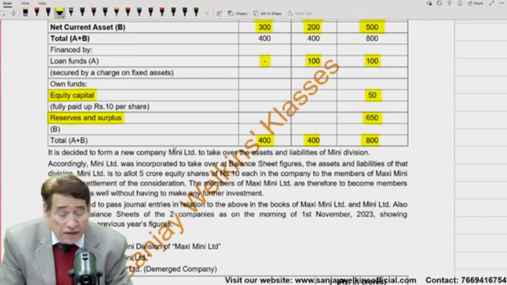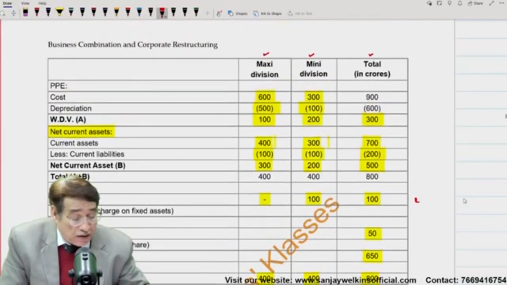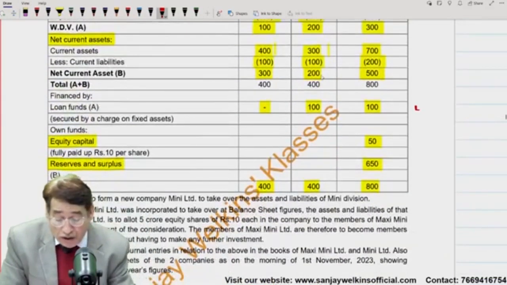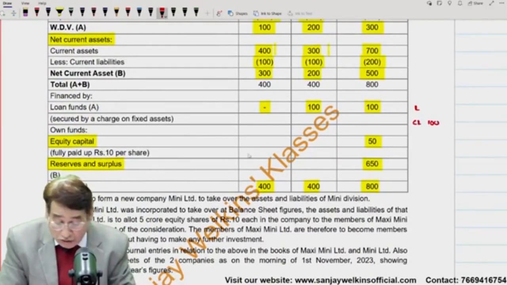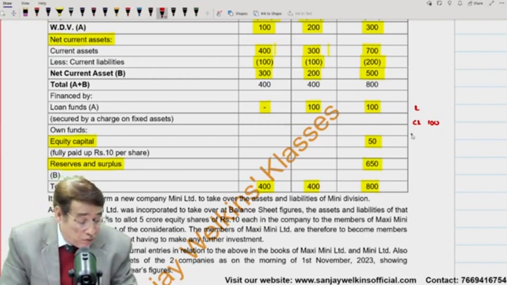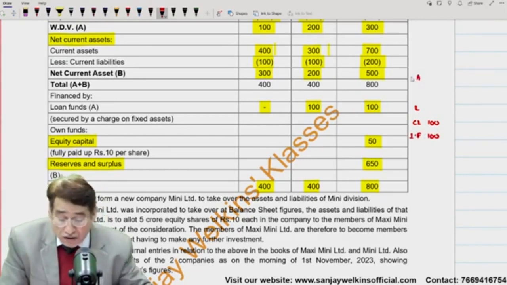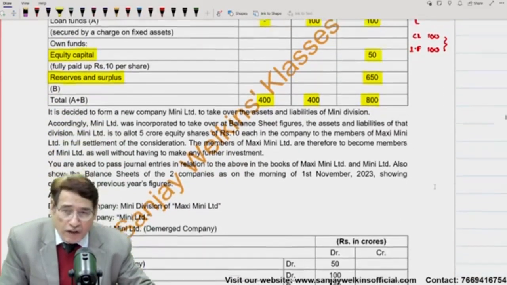Correct? So as far as liability side is concerned, there are two liabilities of this division, that is mini division, correct? One is current liability, that is current liability is equal to 100. And borrowings are also there. There were some borrowings in the question. Right, loan funds. Loan funds to the extent of 100. Two liabilities and two assets. As far as assets are concerned, we have already seen property, plant and equipment is given. Written down value is 200. You will write here 200. And besides that, we are being given current asset. You will write current asset to the extent of 300. So this is how you have segregated them into items. You have simplified the question now.